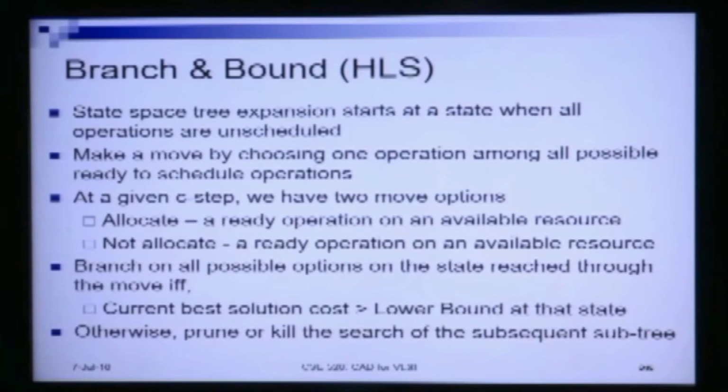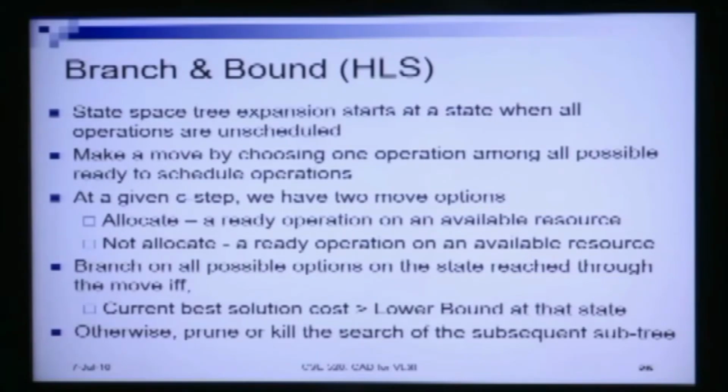The state space tree expansion starts at a state when all operations are unscheduled. So, all operations in the operation constraints graph are firstly unscheduled. We have not scheduled any operation, not ascribed any time step to any operation. Now, we can take a set of possible moves depending on the possible choices that we have at a given time. Make a move by choosing one operation among all possible ready to schedule operations.